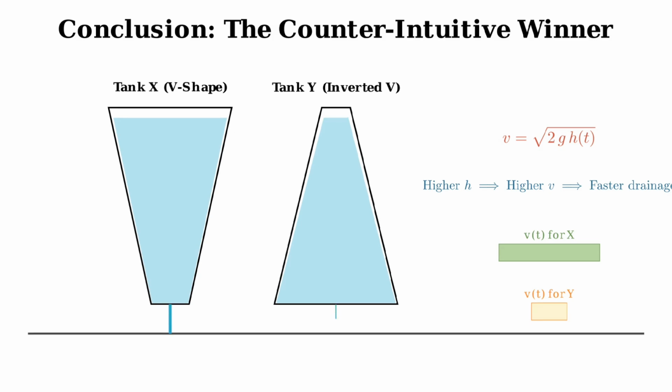Let us now watch the final phase of drainage. Tank Y's height has already collapsed. Its velocity is near zero, and it is barely trickling. Meanwhile, tank X still retains significant height, still has strong velocity, and is still pushing water out forcefully. Tank X crosses the finish line first. Tank X empties before tank Y. The V-shaped tank wins. Not because its level drops faster, but because its level stays higher, longer, sustaining a stronger and more consistent exit velocity.